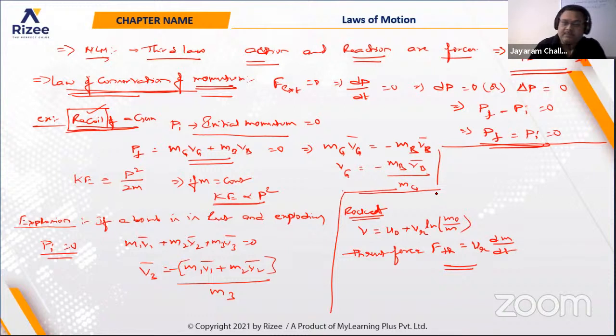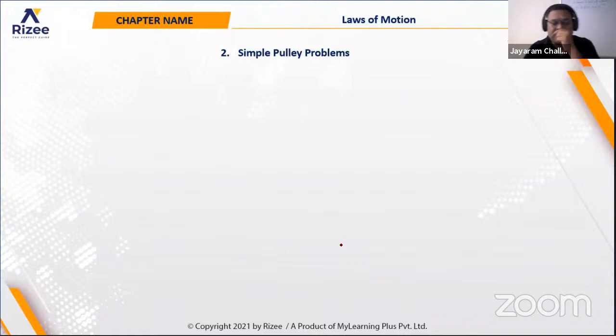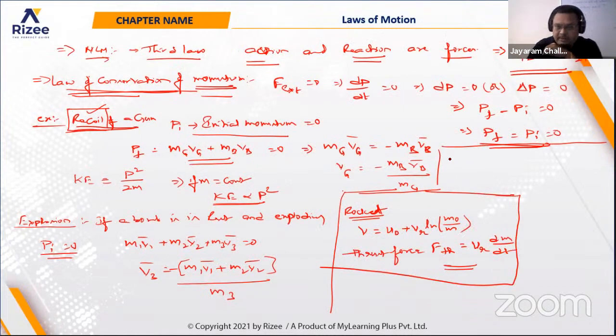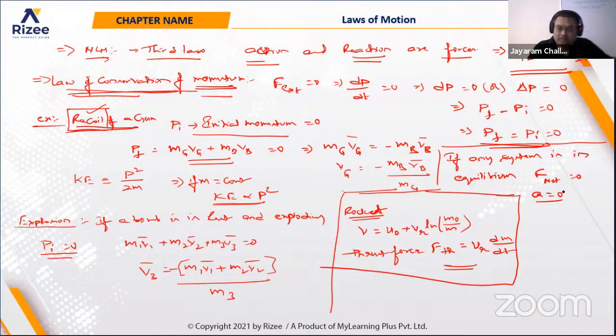Next important one: if you go for an equilibrium condition, if you want to discuss the equilibrium situation, if any system is in equilibrium, that means the net force will be equal to zero. It doesn't have any acceleration, acceleration will also be zero. This is one of the easiest things. You need to just identify the forces, their directions, and their magnitudes.